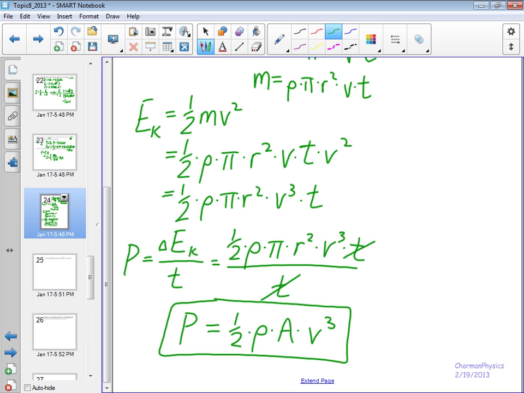Okay. So again, this equation is just an estimate because not all of the kinetic energy from the wind is delivered to the turbine. Okay. And density is going to vary, right?